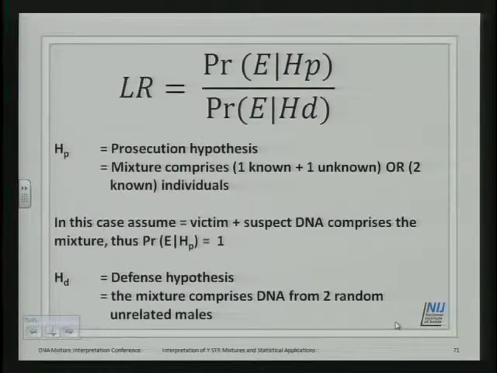So alternatively, we could look at the likelihood ratio approach. The LR is the probability of the evidence given the prosecution hypothesis, over the probability of the evidence given the defense hypothesis. So the prosecution hypothesis, in this same case, is that there's one known and one unknown, right?